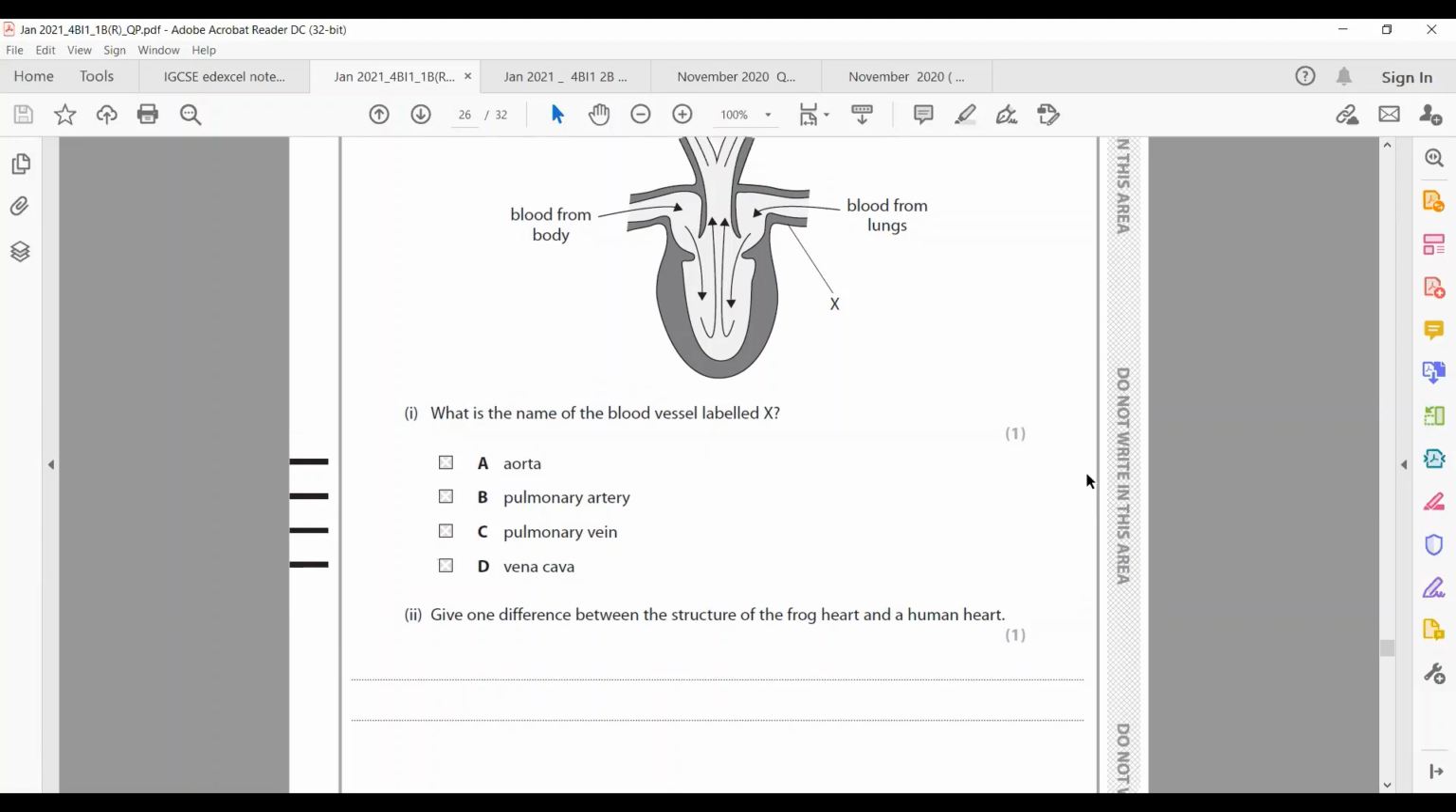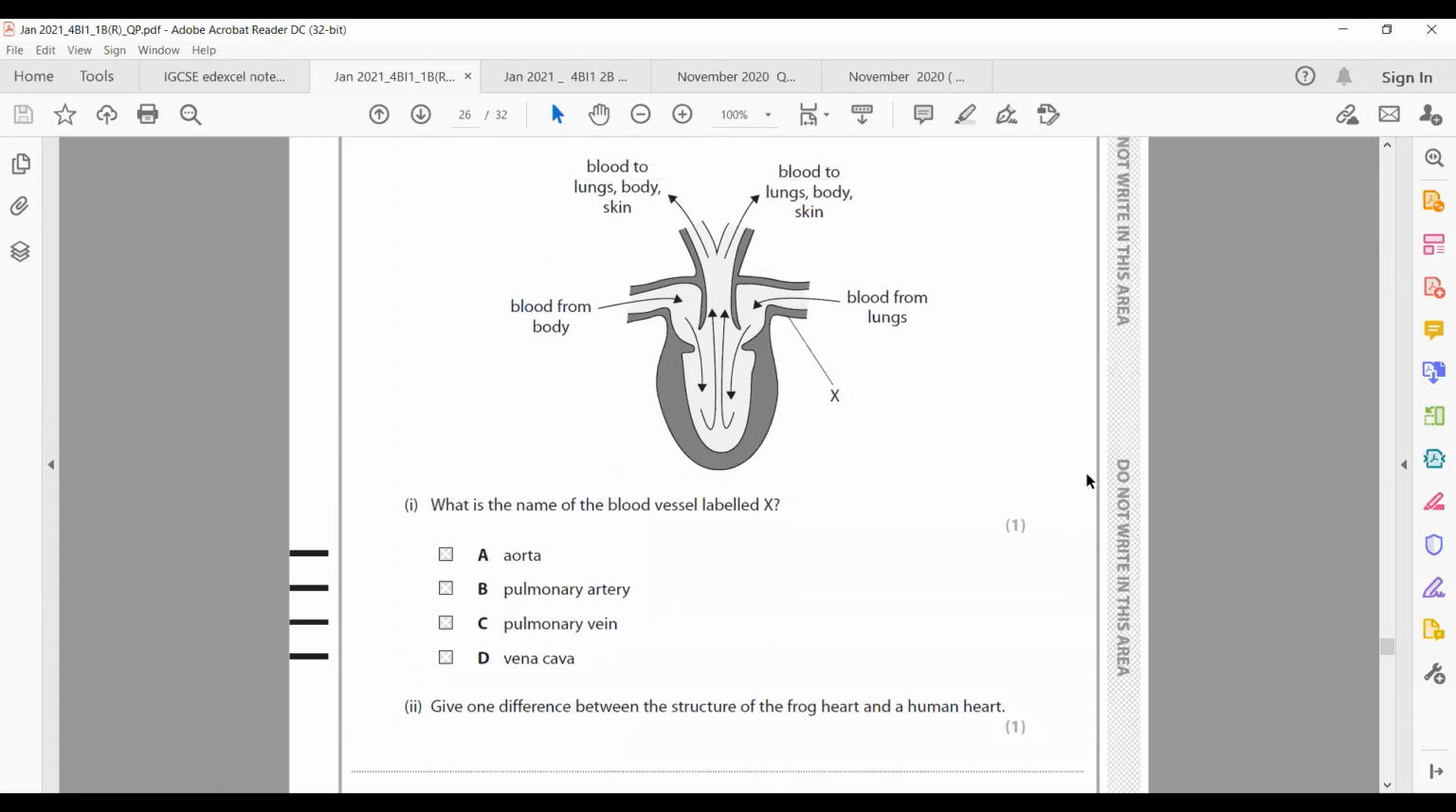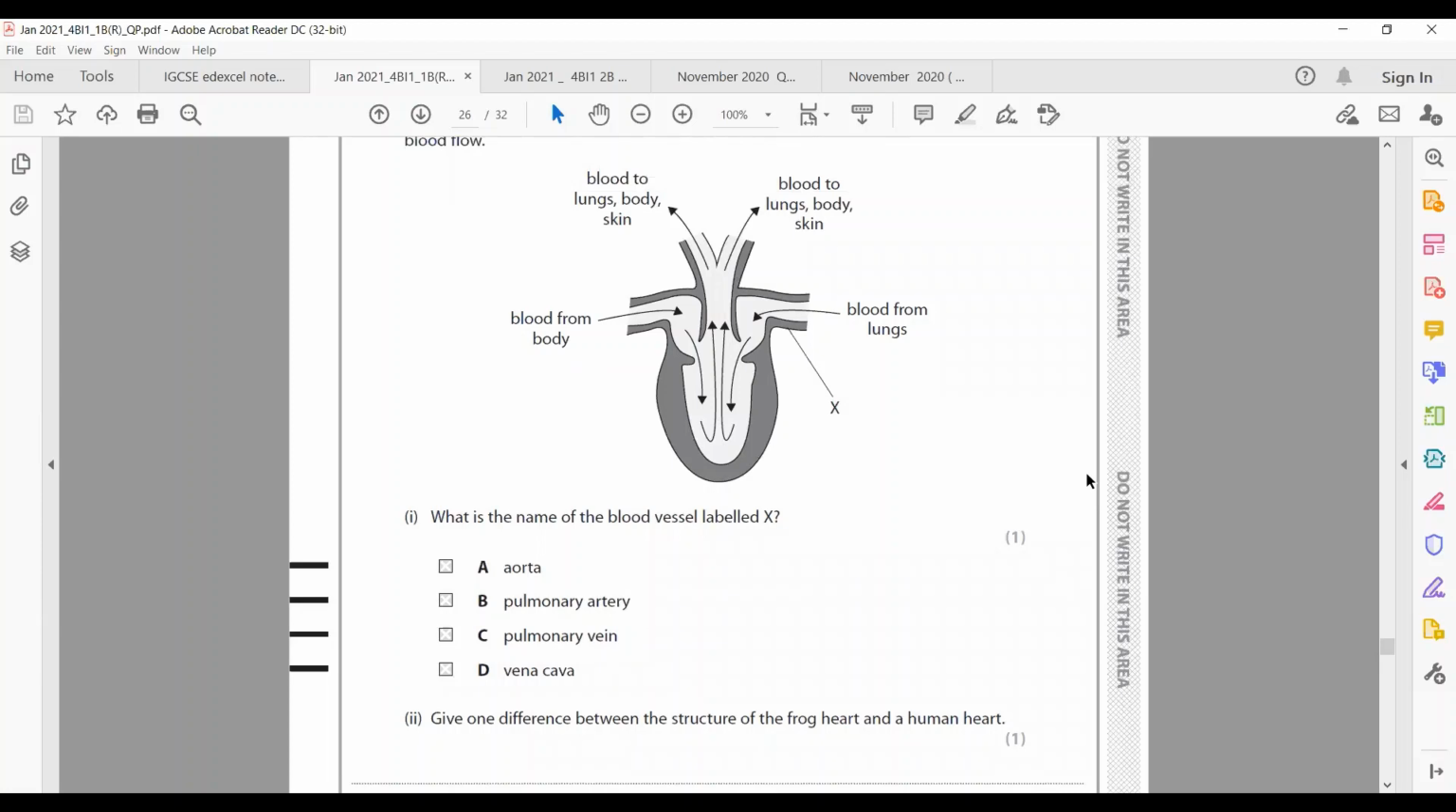Damas, give one difference between the structure of a frog heart and the human heart. This represents the frog heart. There are fewer valves in the heart of a frog than a human. Okay, what else, very clear?